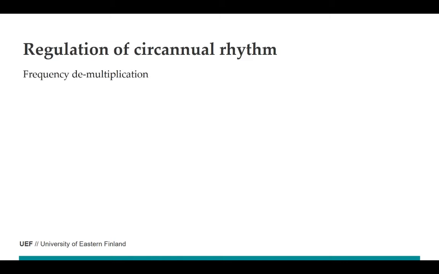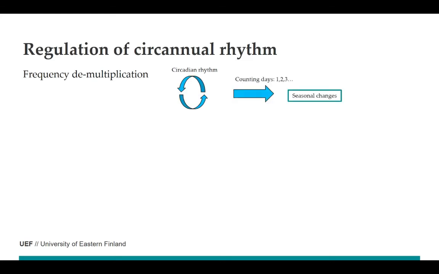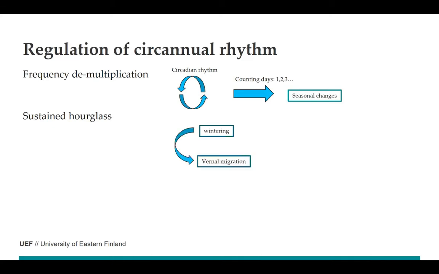And the easiest way to have a circannual or seasonal rhythm is demultiplication of this frequency. So we have the circadian rhythm and then count the days to get the seasonal changes. Another way is to have a sustained hourglass. After winter comes the spring, after that comes the reproduction, then autumn migration, and then winter. And if all these steps take 3 months, then you have a circannual rhythm ready.